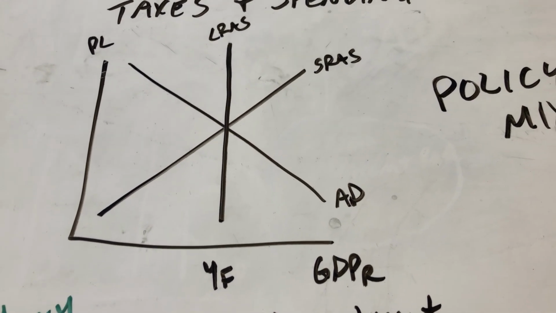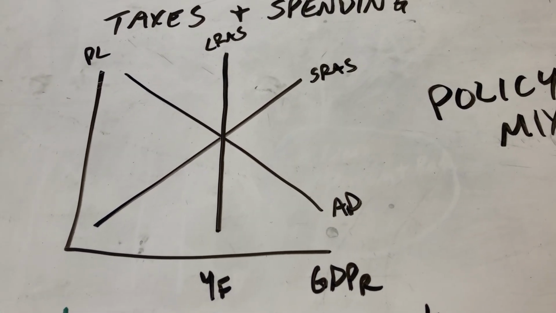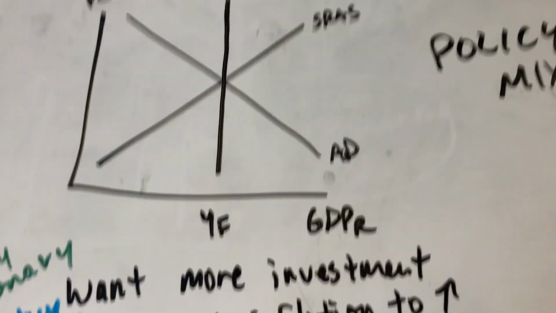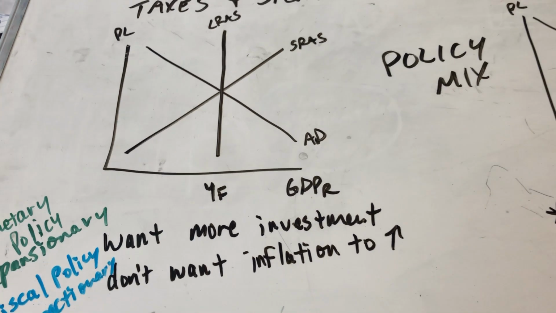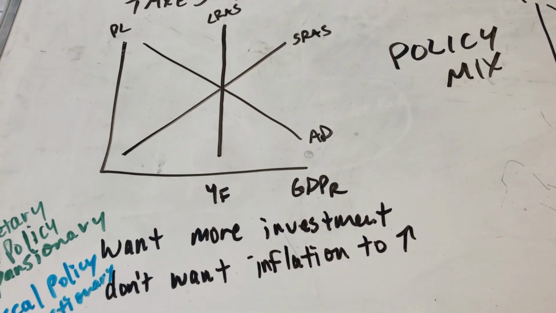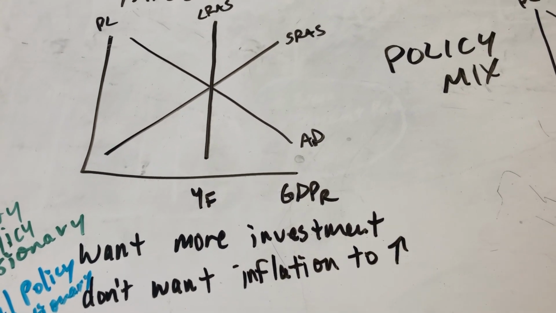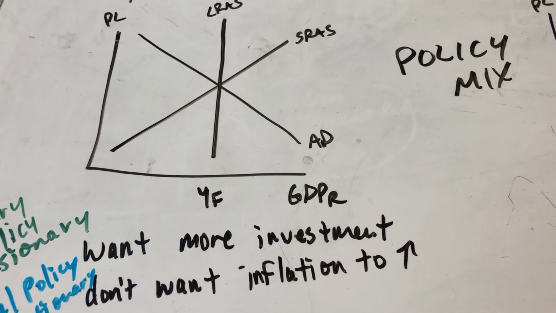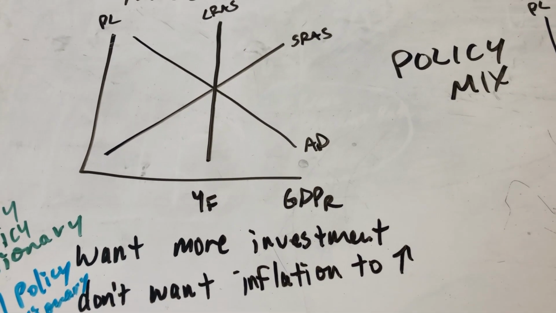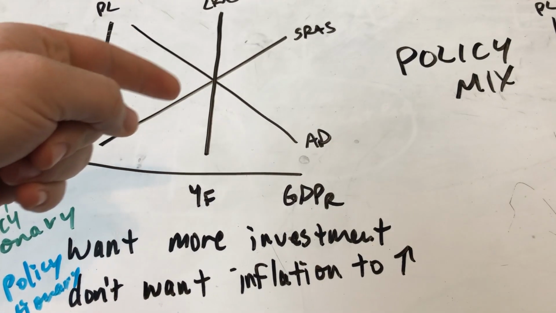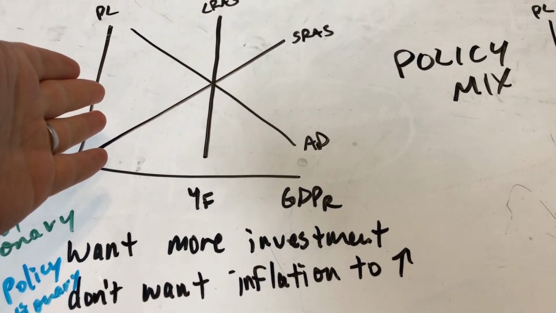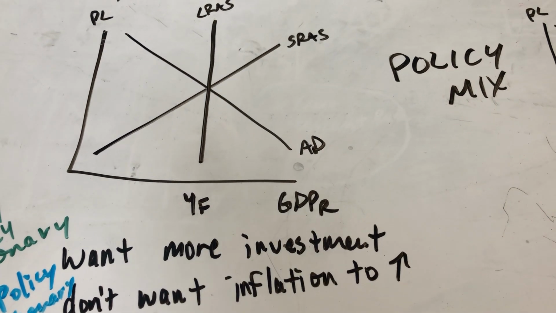So let's say policymakers want to increase investment, but they don't want inflation to jump up too much. What would be the policy mix here? You wouldn't want both to do the same thing. If both were to initiate contractionary policies, then all of a sudden your AD would shift to the left, and boom, you'd throw yourself into a recession. That's not what they're wanting to do here.